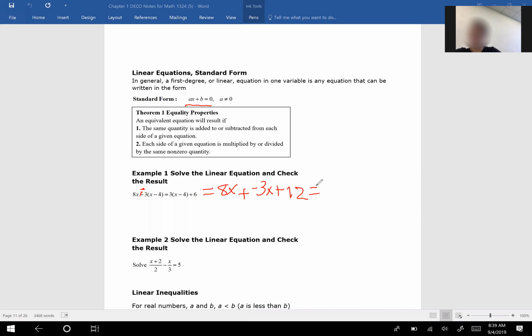I'm up to my equal sign, but at least I've gotten rid of the parentheses on the left side. What am I going to do on the right side now? Same thing. And so I'm multiplying through by a positive 3 this time. So what do I write down first?